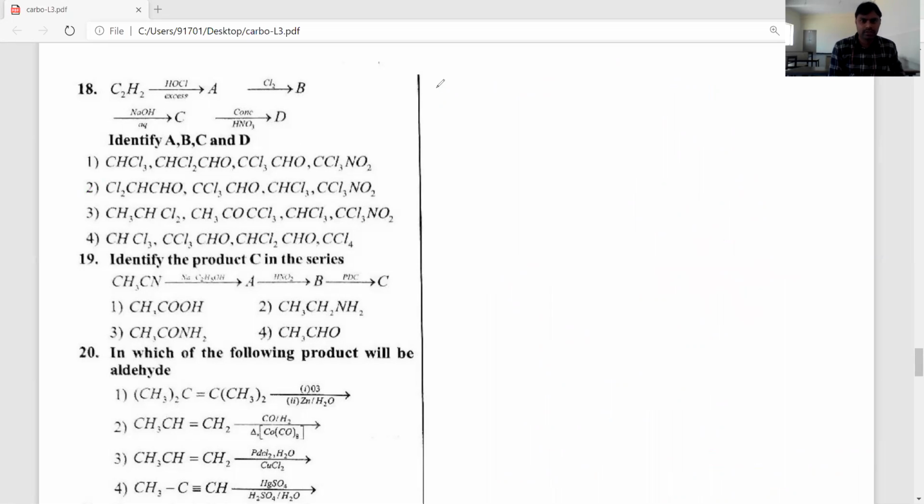19th question. The 19th question is: methyl cyanide is treated with sodium in the presence of ethyl alcohol. C2H5OH is a reducing agent. It reduces cyanides into amines. It produces nascent hydrogen atoms, and the cyanide group is converted into CH3-CH2-NH2. Cyanides are converted into primary amines.